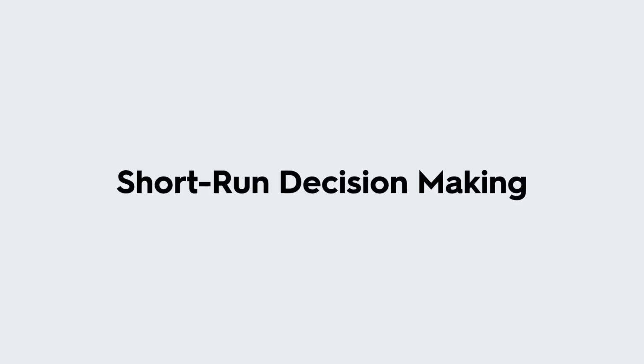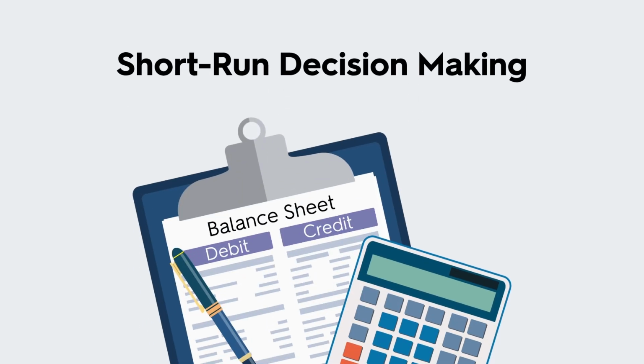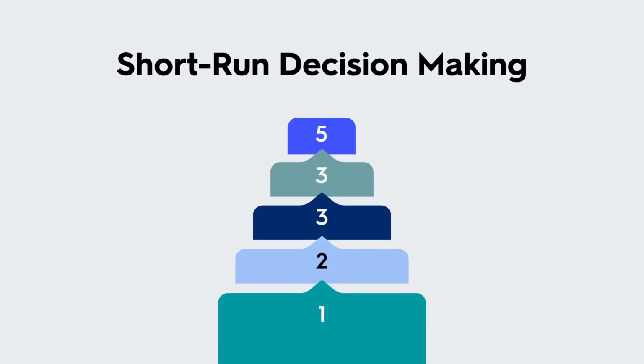In this video, you will learn what short-run decision-making is, why it matters in managerial accounting, and how to use a simple 5-step model to make better business choices.